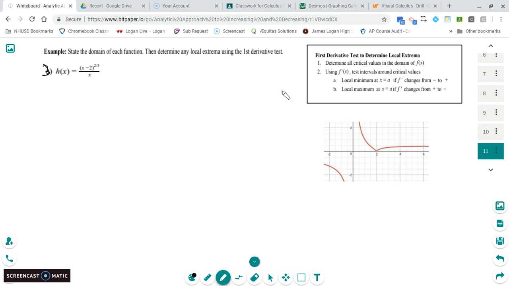And so we'll go through the process. We're going to state the domain. So this is only undefined at x equals 0. So our domain is all reals except for 0. All right, and then determine any local extrema. Okay, so using the first derivative test, I need the critical values.